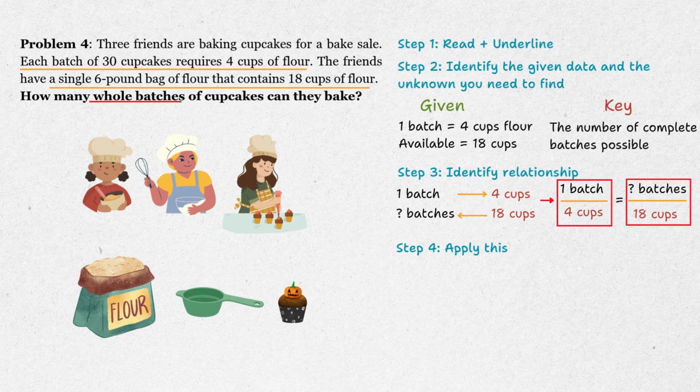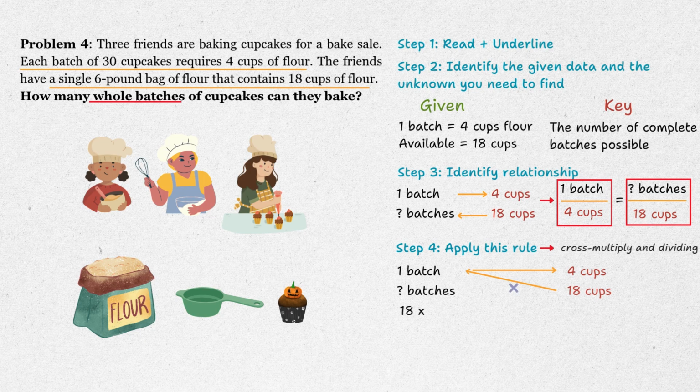When 2 ratios are equal, we can solve for the unknown by cross-multiplying and dividing. Multiply diagonally, then divide horizontally. 18 times 1 divided by 4 equals 4, remainder 2. Let's solve it step by step. 18 times 1 equals 18. Then 18 divided by 4 equals 4, remainder 2. So they can make 4 whole batches, with 2 cups of flour left over.